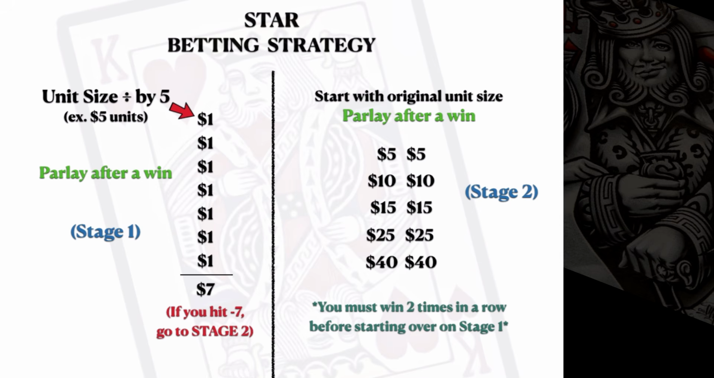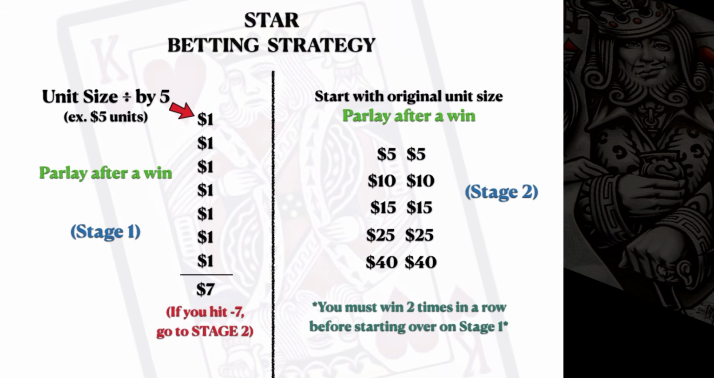Let's jump right into how to play the STAR betting strategy. You will need 40 units to play the STAR, and this will also be our stop loss for the day. Now, here is the basic concept of the STAR strategy.